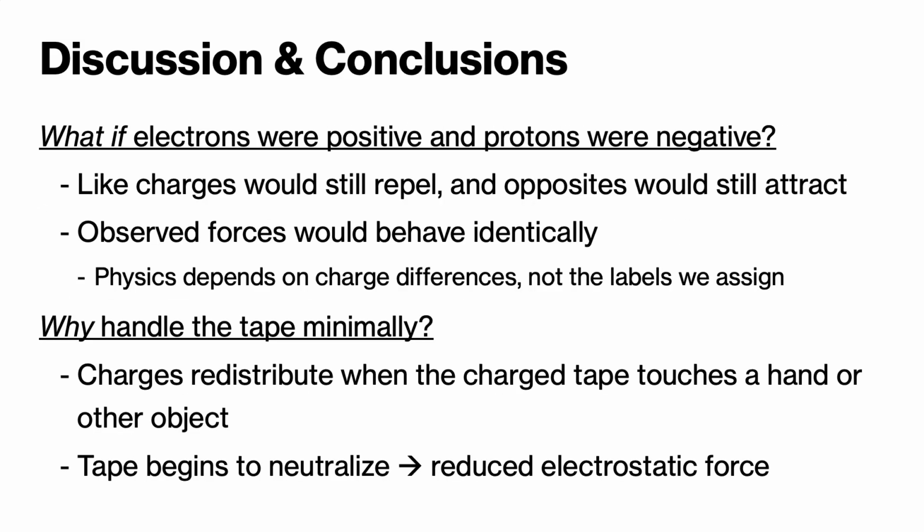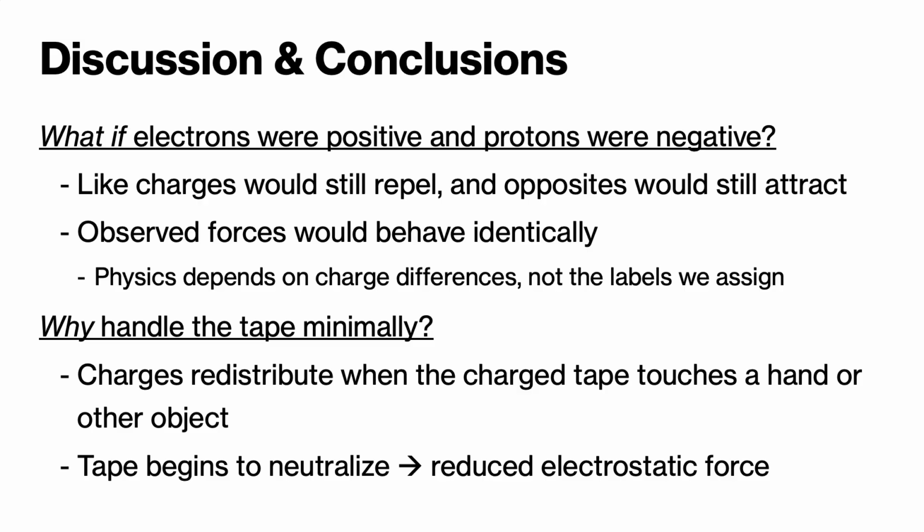Now on to the what if and why questions. First, what if the electrons and protons switched charges? Well, if the electrons had positive charge and the protons were negative, the observed behavior would still remain the same. This is because like charges would still repel and opposite charges would still attract. Regardless of whatever labels we assign, the physics really depends on these charge differences.